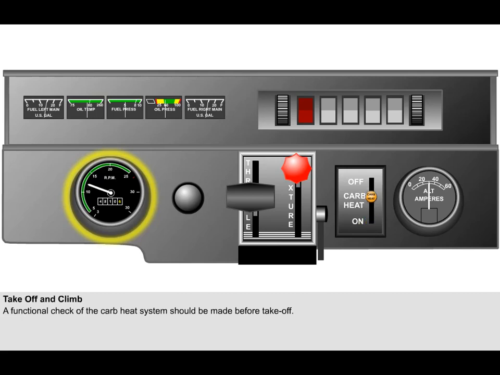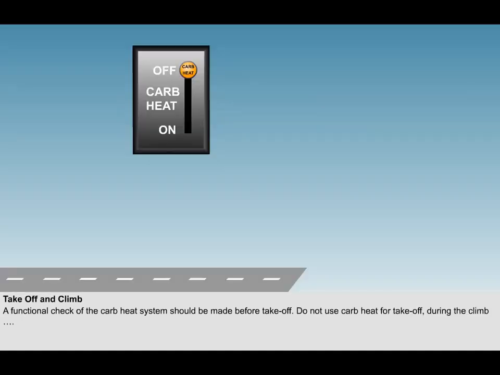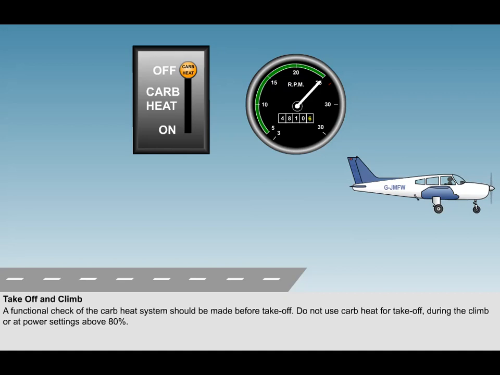The engine RPM will only return to the selected setting when the carburetor heat is selected to the off or cold position. Do not use carburetor heat for takeoff, during the climb, or any time at power settings above 80%.